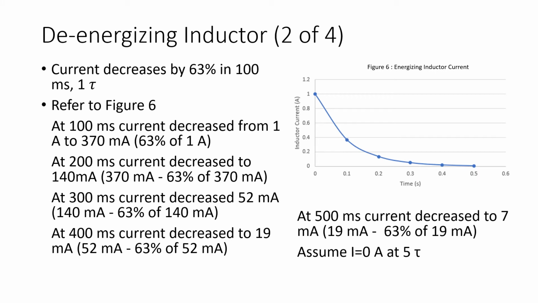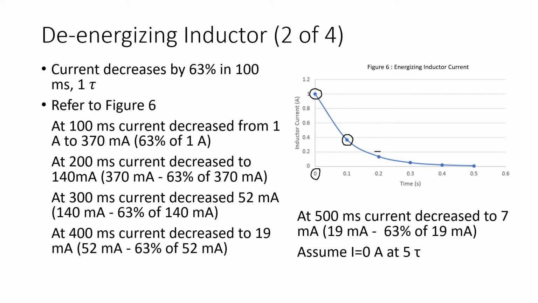Again, one time constant is the period through which the current through the inductor changes by 63%. So the instant the switch is placed in position 2, the induced voltage will keep 1 amp of current flowing. But after one time constant, 100 milliseconds, that current will have reduced to 370 milliamps. That's a reduction of 63%.